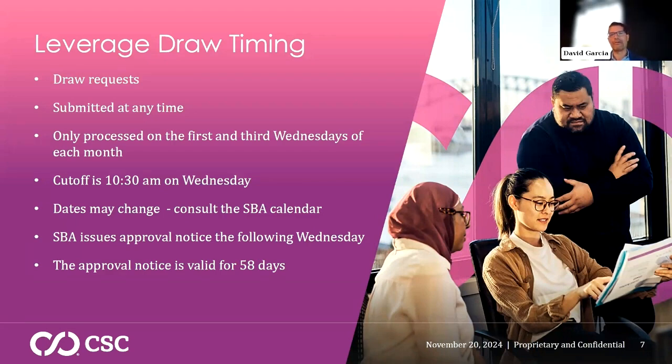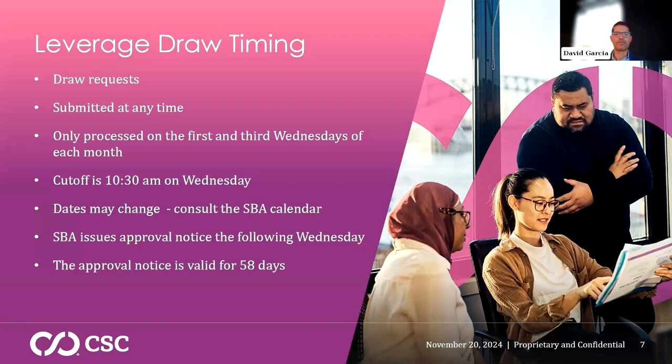Leverage can be drawn down pretty much at any time, but for the SBA, they accept them the first and third Wednesday of every month. The cutoff is at 10:30 in the morning on a Wednesday. The dates might change, so consult the SBA calendar for changes, for holidays and whatnot.